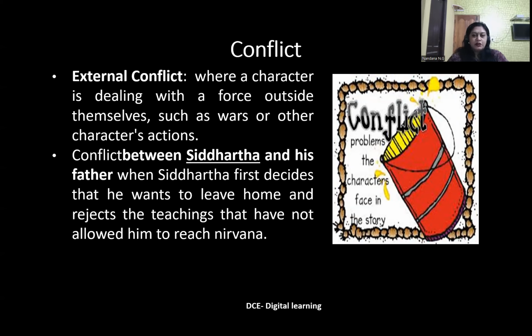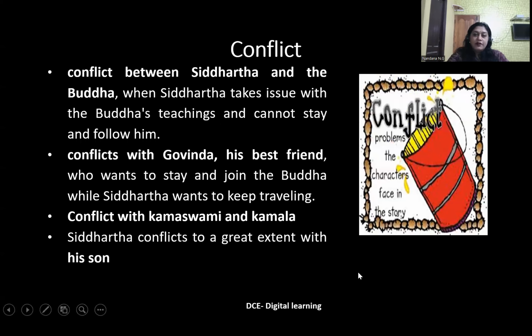There are many such external conflicts. The conflict between Siddhartha and his father, when Siddhartha first decides that he wants to leave home and rejects the teachings that have not allowed him to reach nirvana. So that is the first conflict that occurs in the novel. The conflict between Siddhartha and the Buddha, when Siddhartha takes issue with the Buddha's teachings and cannot stay and follow him. So the point of dispute that Siddhartha has with Lord Buddha is the second point. Conflict with Govinda, his best friend, who wants to stay and join the Buddha while Siddhartha wants to keep traveling.